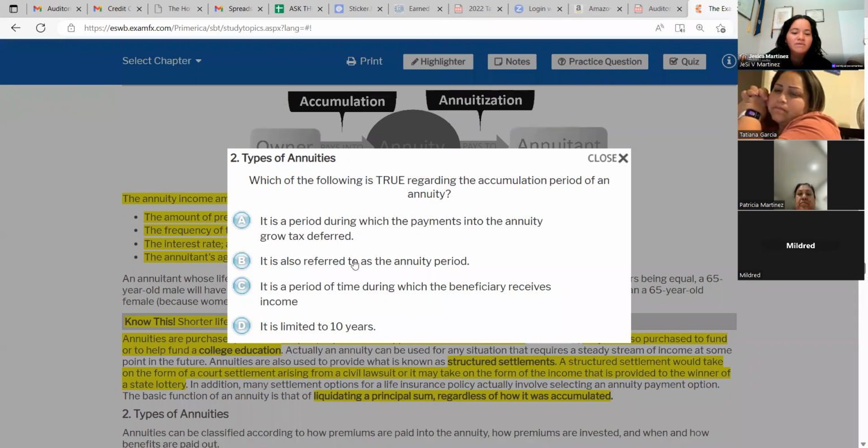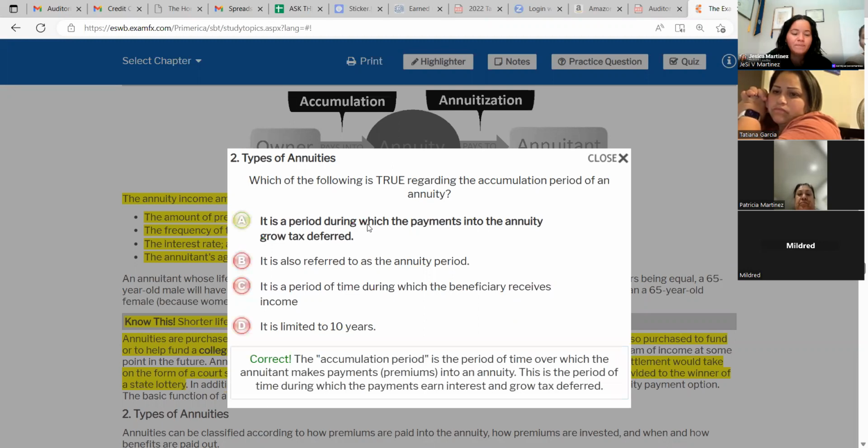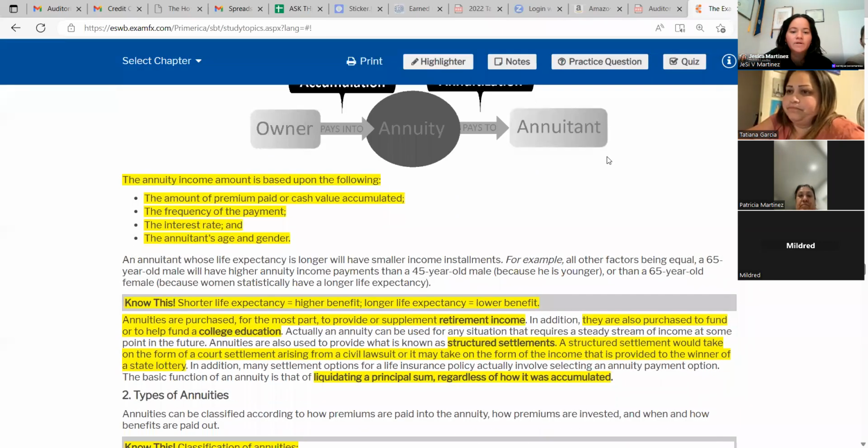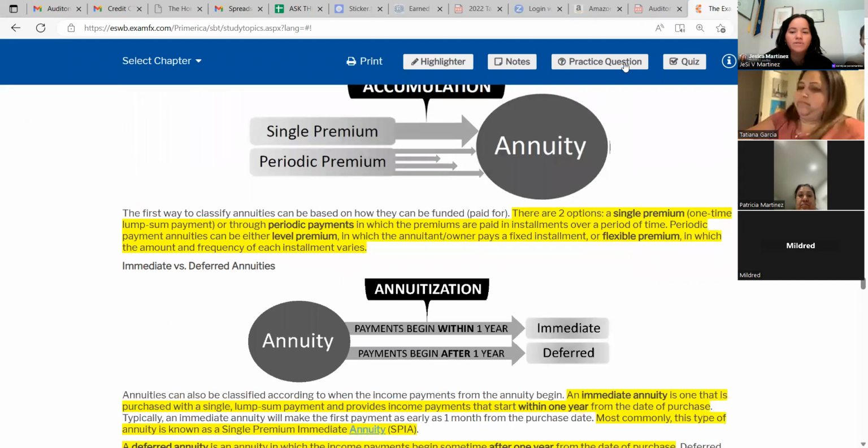We didn't read any limits to the years. Accumulation period is not when you're receiving the money. It is when you're growing your money tax deferred. So it confuses you because it's putting tax deferred and you're not seeing or paying any taxes until you get your money out. But the moment you're putting money in, all that money is growing tax deferred, meaning the taxes will be paid later. Okay, let's do a couple more and then we go into that quiz.